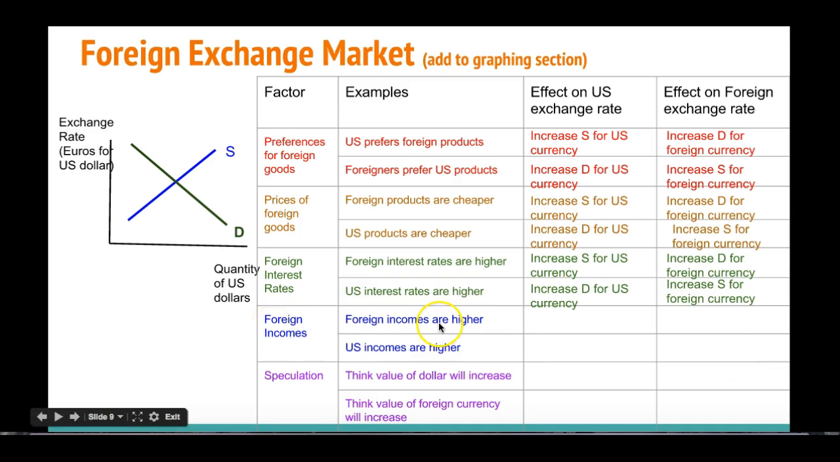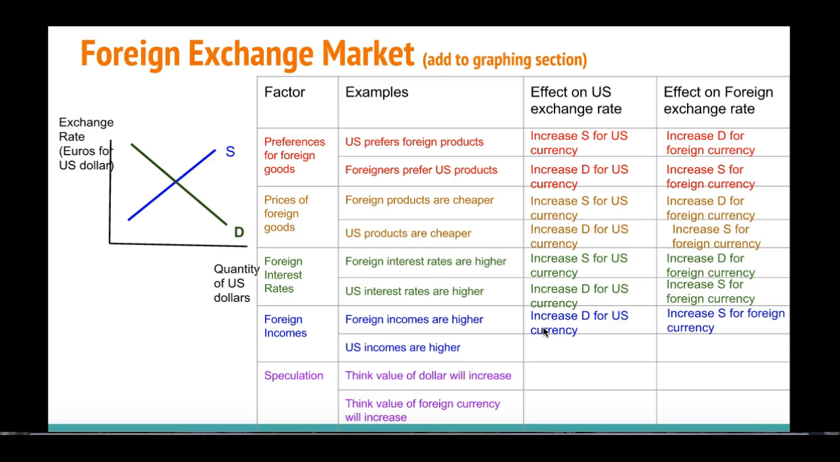All right, what about foreign incomes? So foreign incomes are higher. So if foreigners have more money, what happens then? If they have more money, it's going to drive up demand in their own country for their own products, but it will also transfer into increased demand for foreign products, like, for example, the United States. So if they want more U.S. products, it's going to increase the demand for U.S. currency. As a result, it will also increase the supply of foreign currency because you're going to need more British pounds, for example, to get more U.S. dollars.